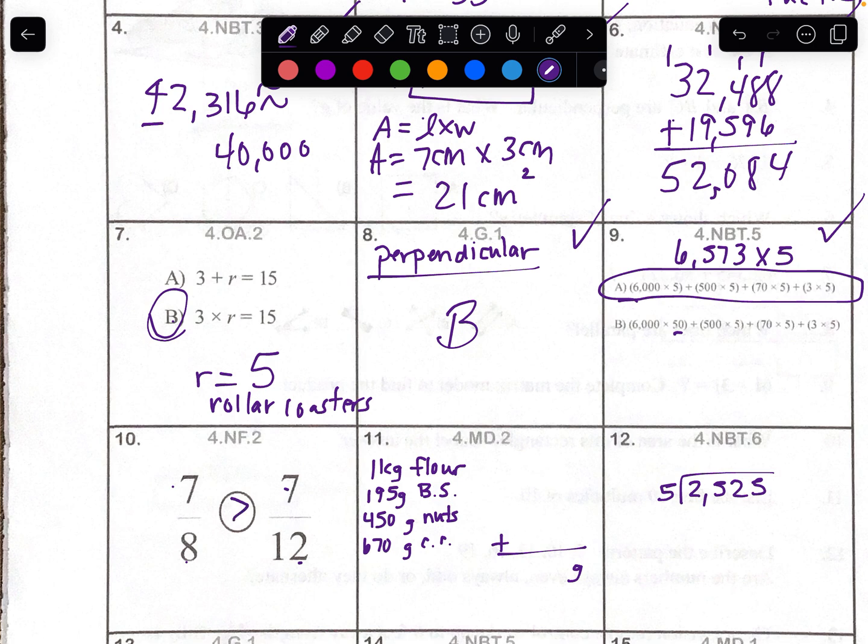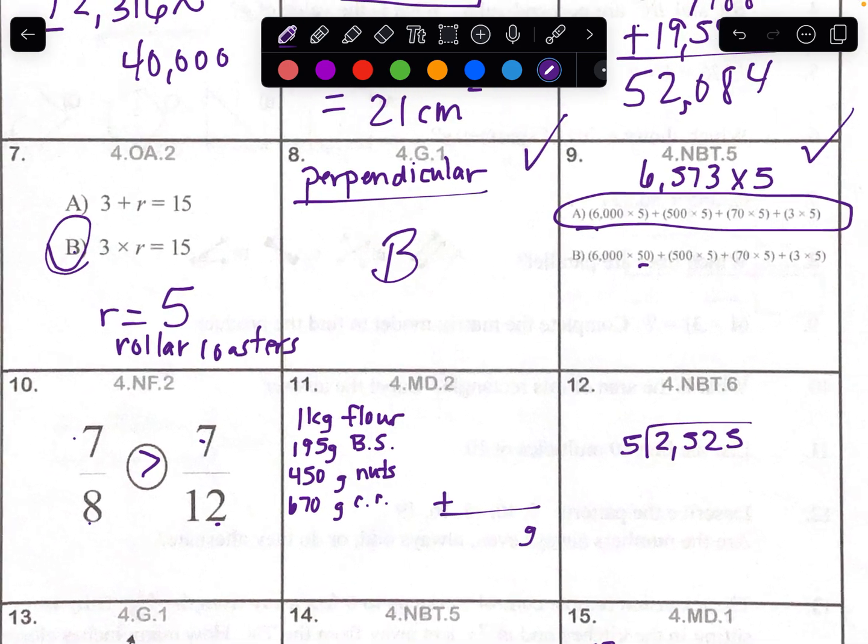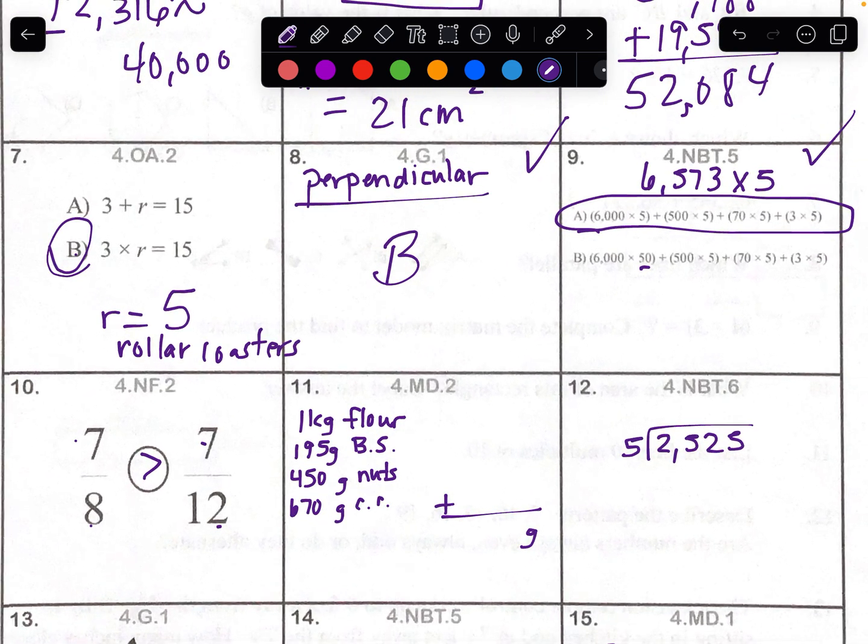All right, 11. We're making a recipe, and they want to know how many ingredients there are in grams. The only one you have to change is the flour. You have to convert kilograms to grams, which is just 1,000. And then everything else is already in grams, and you just have to add it up. So that's 2,315 grams of ingredients.